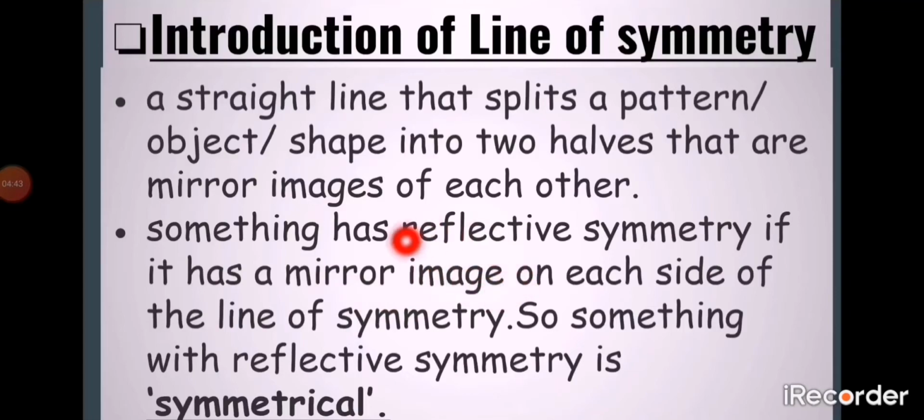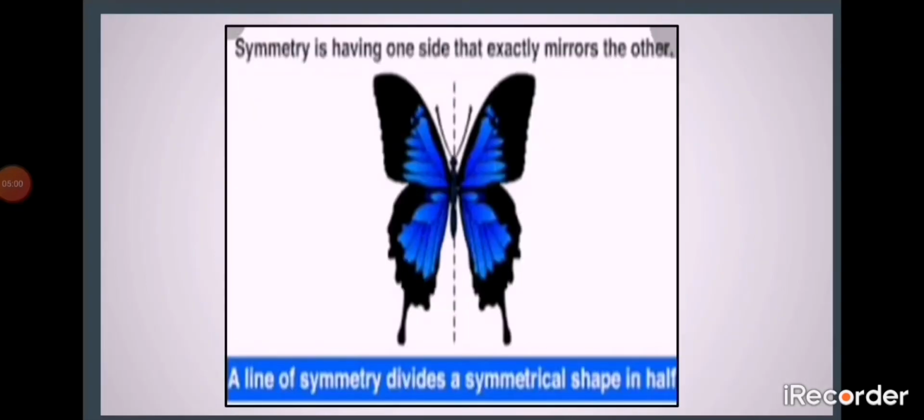A line of symmetry is a line that cuts the shape exactly in half. This means if you fold the shape along the line, both halves would match exactly. And if you placed a mirror along the line, the shape would remain unchanged. Now look at this one. This is a butterfly, and you can see a dotted line in the center. Mostly we draw a dotted line in the line of symmetry.